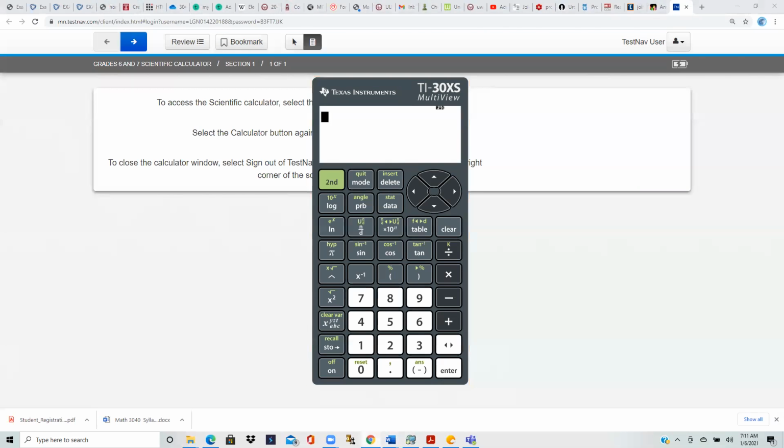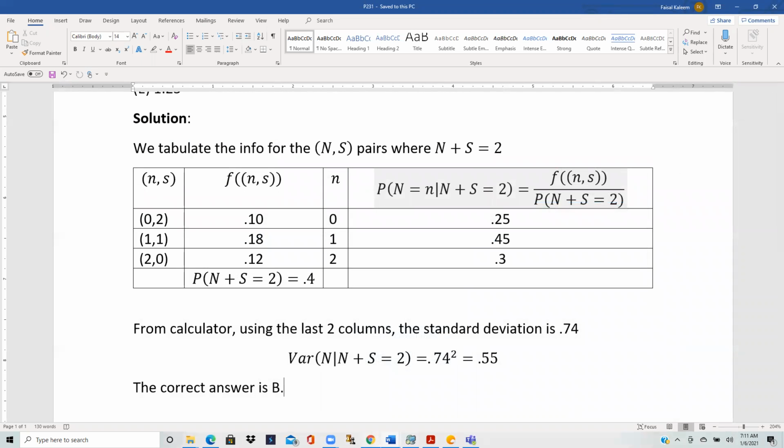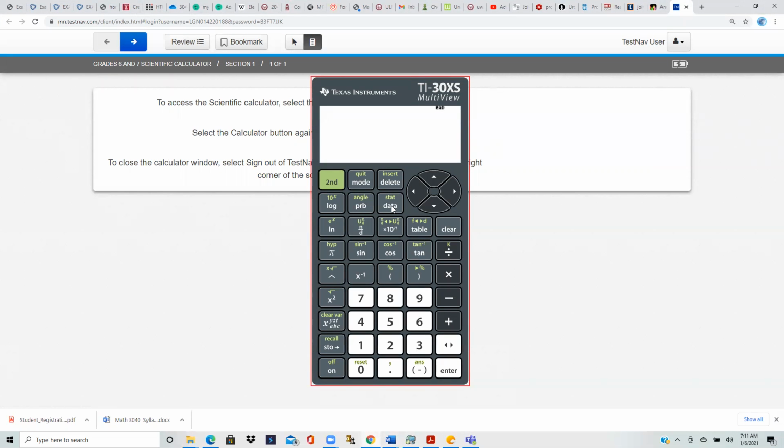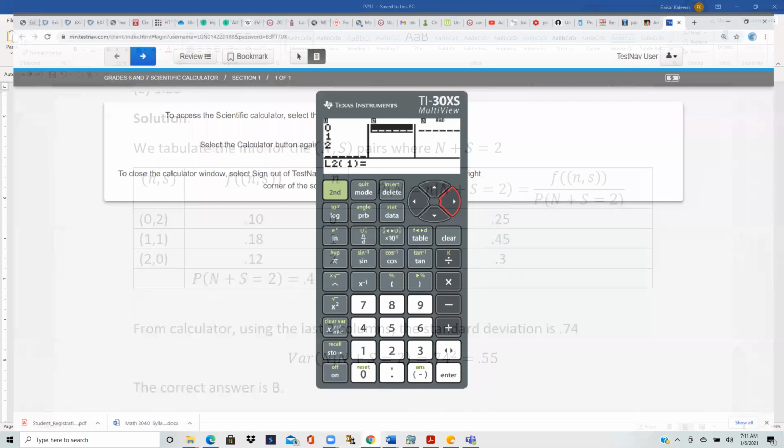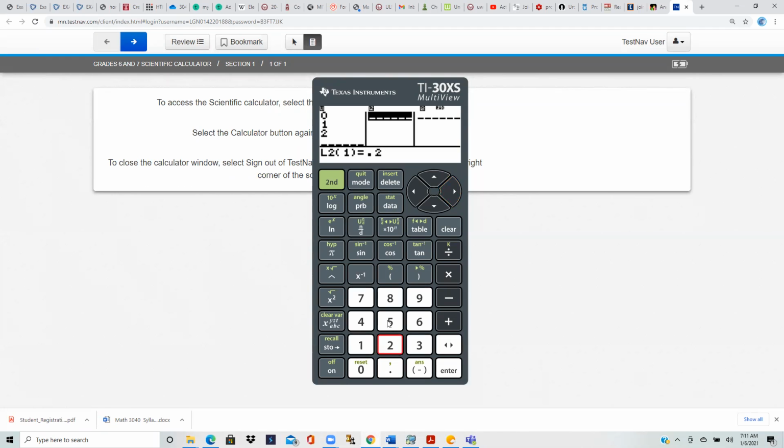The first column was 0, 1, 2. So data, make sure your data is cleared. So 0, enter, 1, enter, 2, enter. And then you scroll over for the second column and enter the probabilities. So 0.25, 0.45, and 0.3, enter.